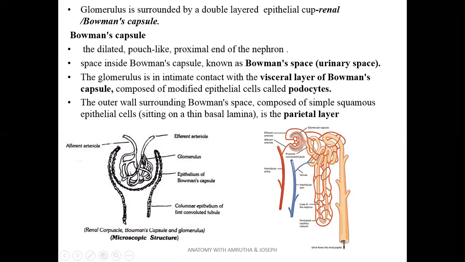Now the glomerulus, as we discussed, is in very close contact with the inner layer, the visceral layer of Bowman's capsule, and here the cells are modified. These cells are called podocytes. And the outer wall has a simple squamous epithelium, which is also called the parietal layer. So there is an inner and an outer layer. The inner layer is modified to have podocytes, which are specialized cells. The outer cells are simple squamous cells.